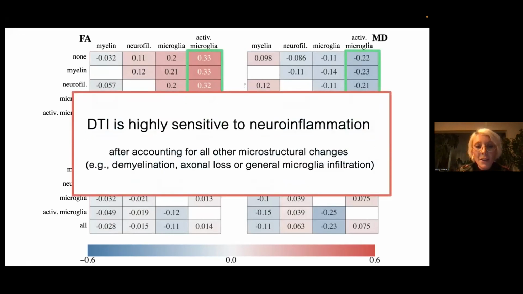Cool. So I think this result's really nice as well, because it talks to the previous talk, that DTI is highly sensitive to neuroinflammation after accounting for all other microstructural changes, such as demyelination, axonal loss, or general microglial infiltration.